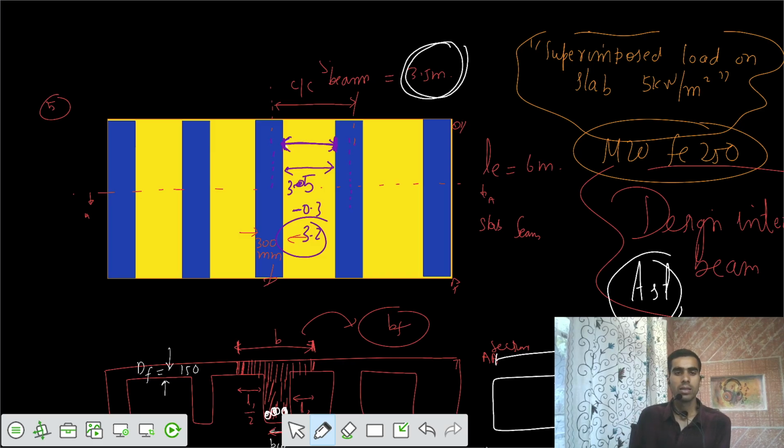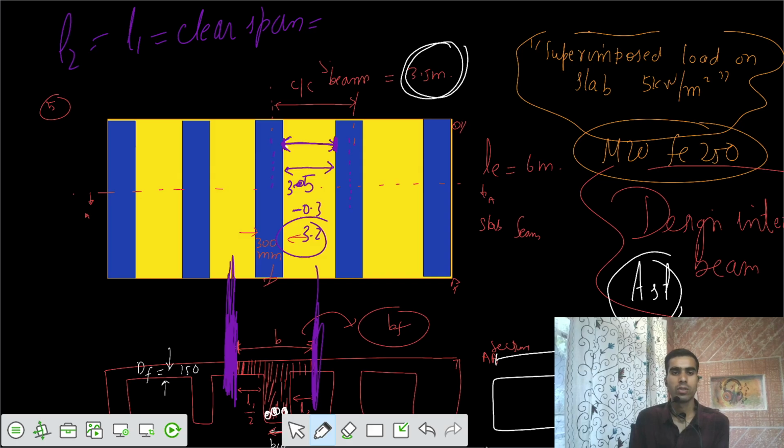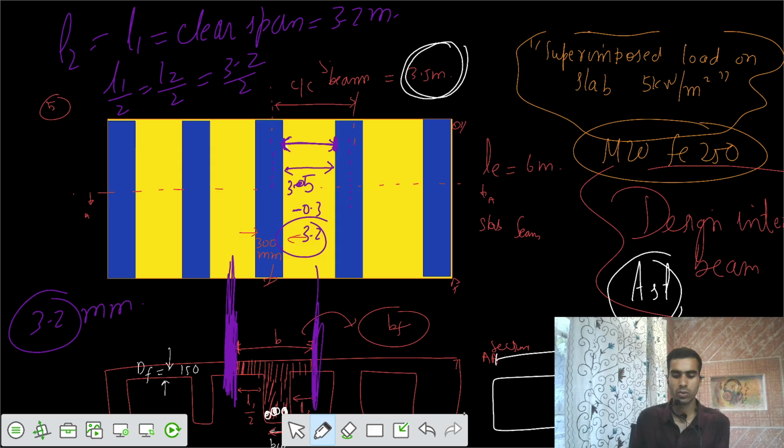And since the structure is symmetric, L1 by 2 is also equal to L2 by 2, where L1 is the clear span, equal to 3.2 meters, which implies L1 by 2 equals L2 by 2, that is 3.2 by 2. So finally, L1 by 2 plus L2 by 2 is equal to 3.2.